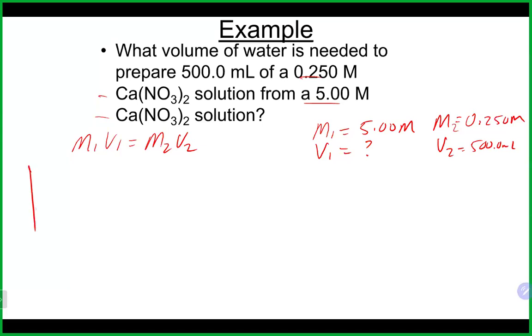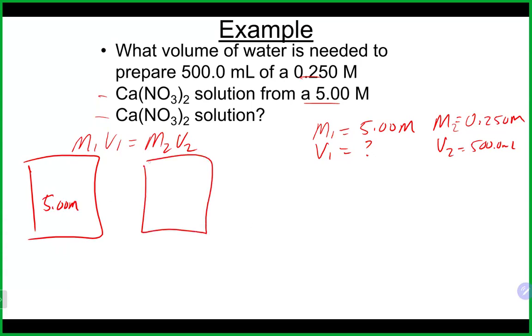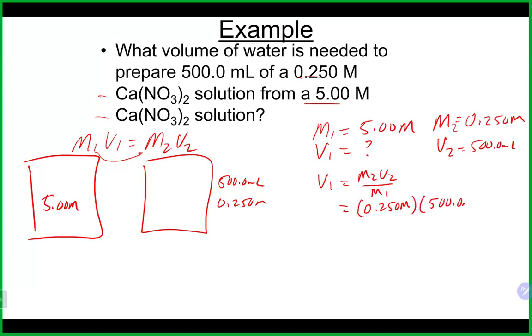So once again, you've got a bottle sitting here of the 5 molar calcium nitrate, and you want to end up over here with 500 milliliters of 0.25 molar. So again, we can use the dilution equation to help us figure out, in this case when we solve for V1, how much of the strong stuff we need. So again, dividing the M1 to the other side, V1 equals M2 V2 divided by M1. Putting our numbers in, we get 0.25 molar times our 500 milliliters divided by our 5 molar.